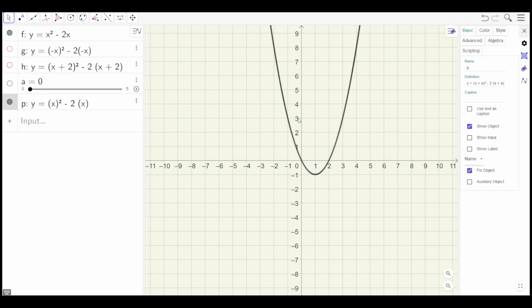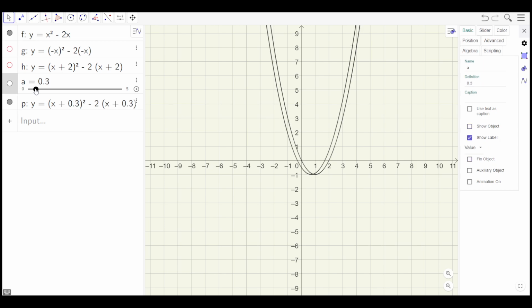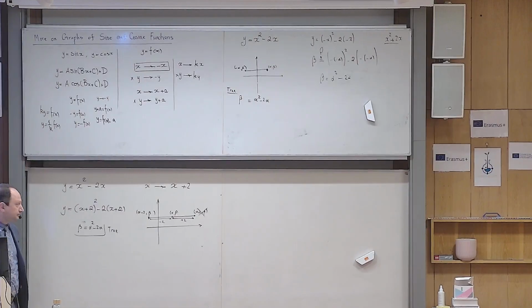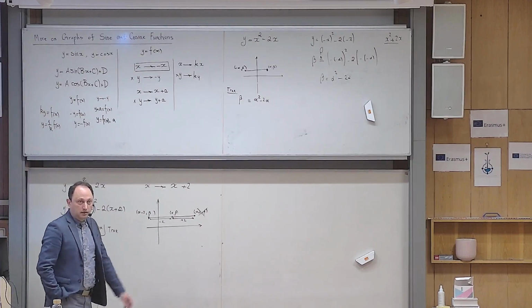So if this is 0, you see this is a little bit thicker. It means that this is there. But now if I start moving it and increasing a, what is happening? You see it is not going to the right, it is going to the left. So you can also see it the other way around. If you put it negative, it will go to the right. Okay, so any questions here? It's just the opposite for minus a, right?